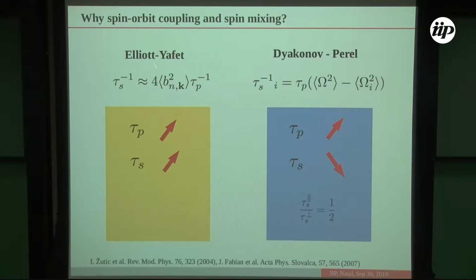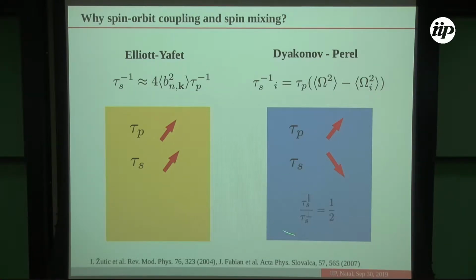In the Elliott-Yafet mechanism, the spin relaxation rate is proportional to the momentum relaxation rate and the Fermi surface average of the spin mixing parameter b squared. So the more momentum scattering we have, the more spin scattering we have. In the Dyakonov-Perel mechanism, we have the opposite dependence. The more momentum scattering we have, the less spin scattering we have, because of what we know as motional narrowing. The momentum scattering prevents the randomization of magnetization, and the spin gets stabilized.